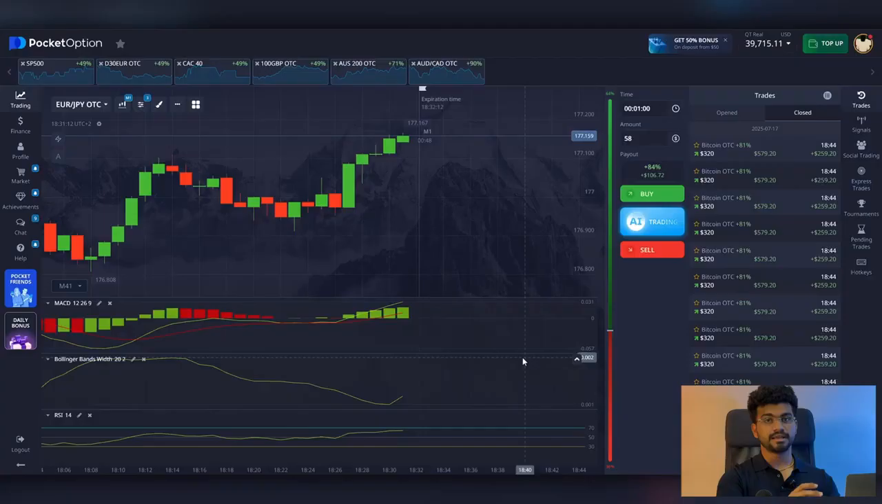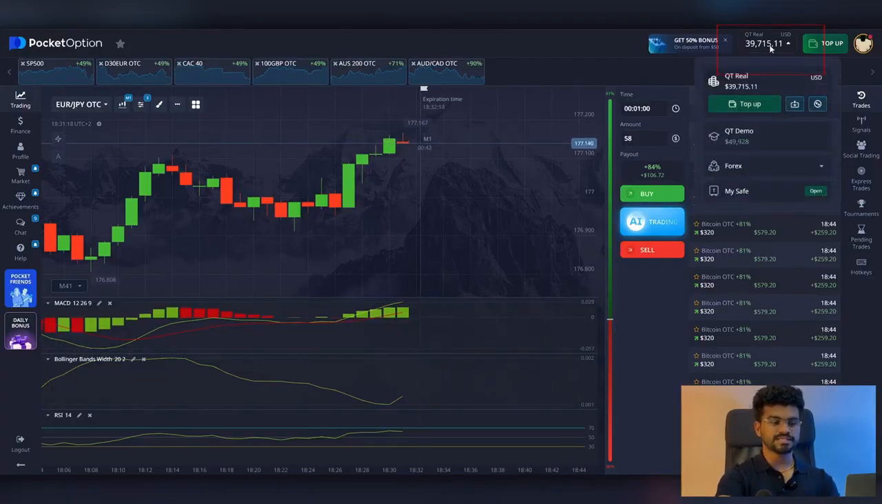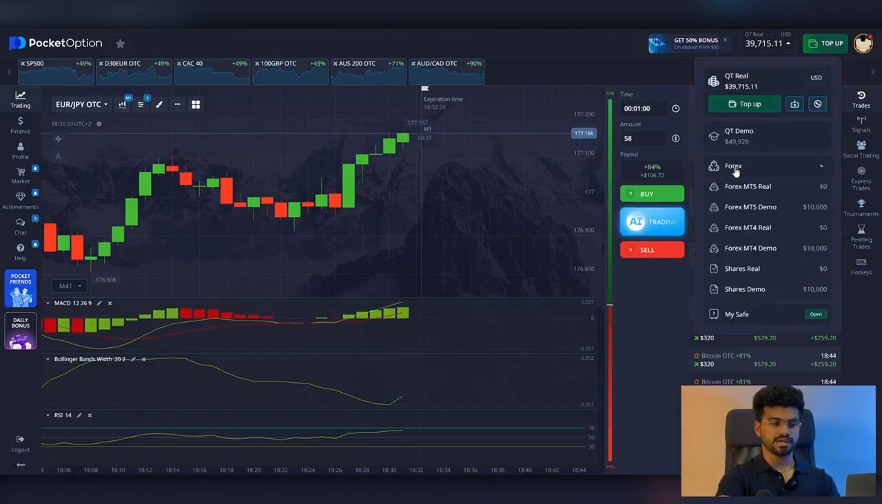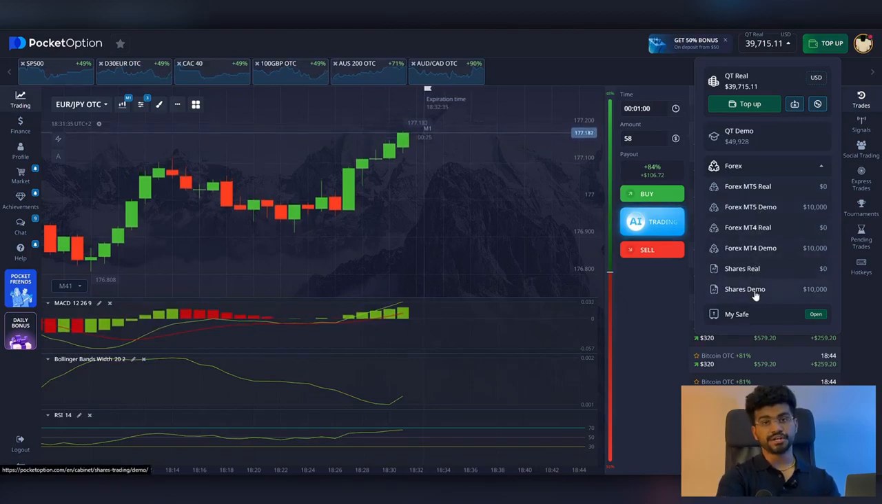So now you know how to switch between real and demo accounts. Now, Pocket Option provides a wide variety of trading modes. Here, you can see that below the demo account, we have a Forex button. If you click on that, here we have Forex MT5 Real, MT5 Demo, MT4 Real, MT4 Demo, and Shares Real, and even Shares Demo. But you don't need to worry about anything now.